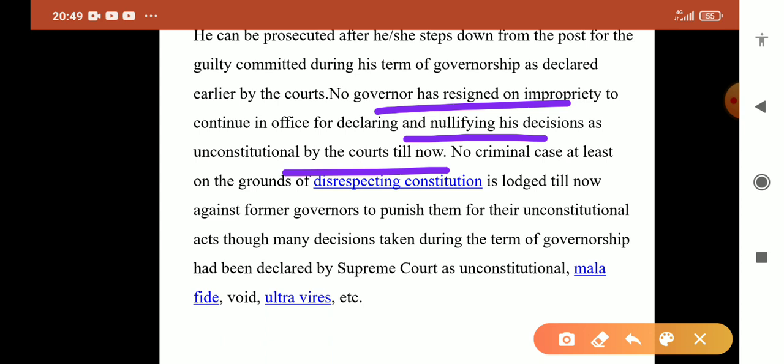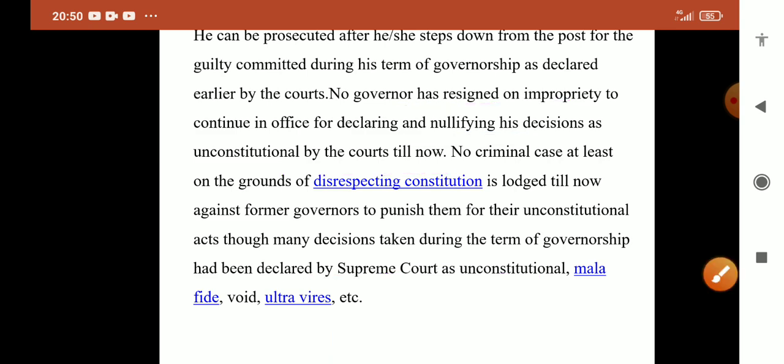former governors to punish them for their unconstitutional acts, though many decisions taken during the term of governorship have been declared by the Supreme Court as unconstitutional. पर ऐसा unconstitutional डिस्कस बताया गया है सुप्रीम कोर्ट के द्वारा, बट किसी को पनिशमेंट नहीं मिली है. मैलाफाइड इंटेंशन या वाइड या अल्ट्रावाइस एक्शंस को साबित किया गया है, बट कोई फॉर्मली ऐसा criminal case lodge नहीं हुआ, right?